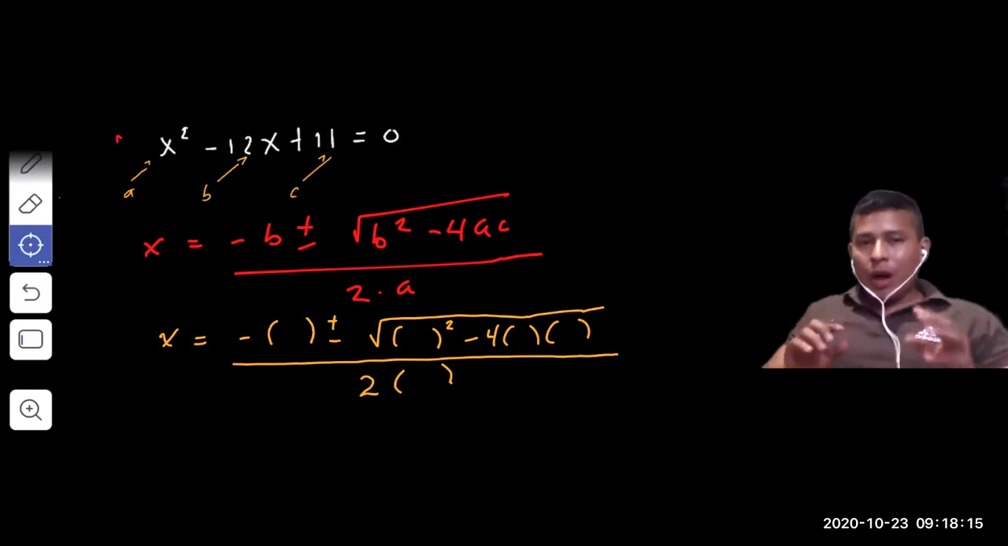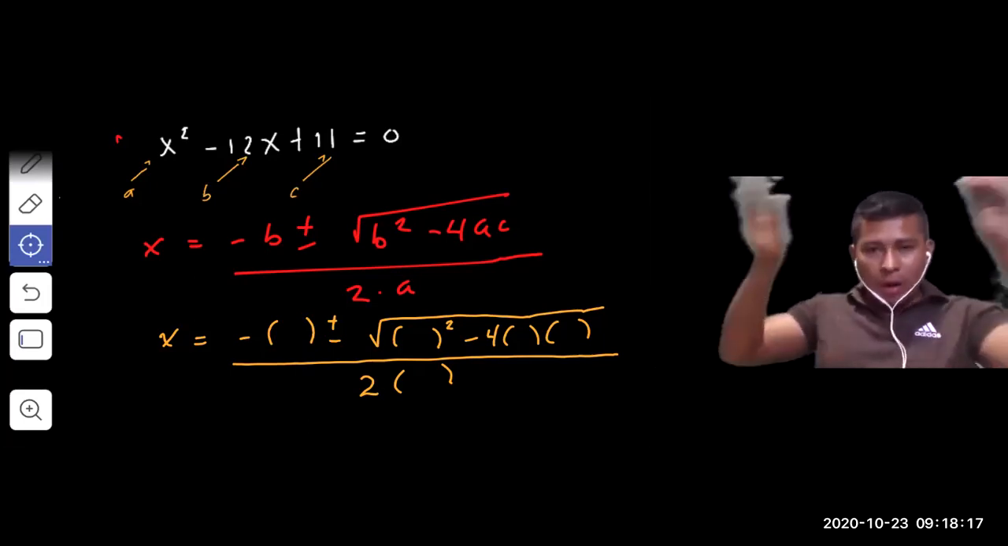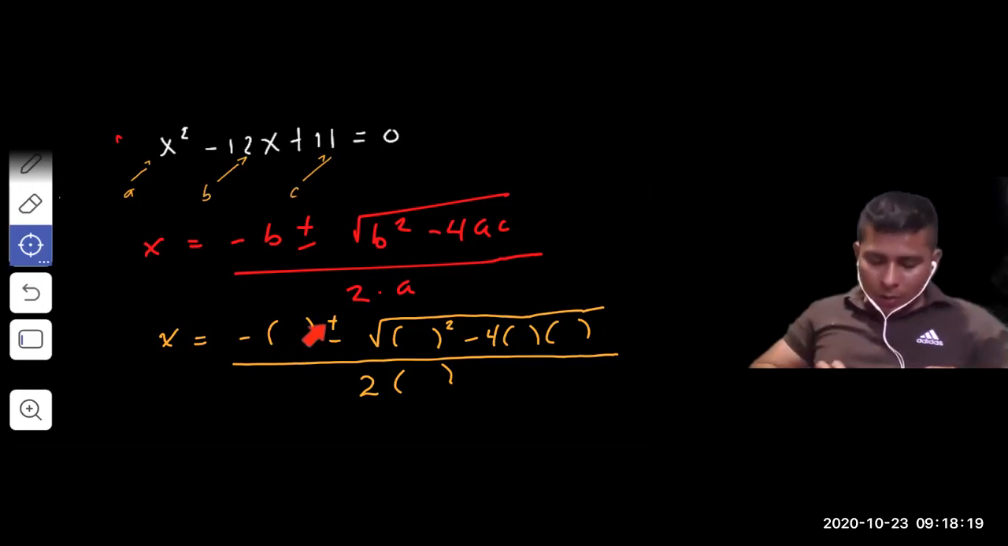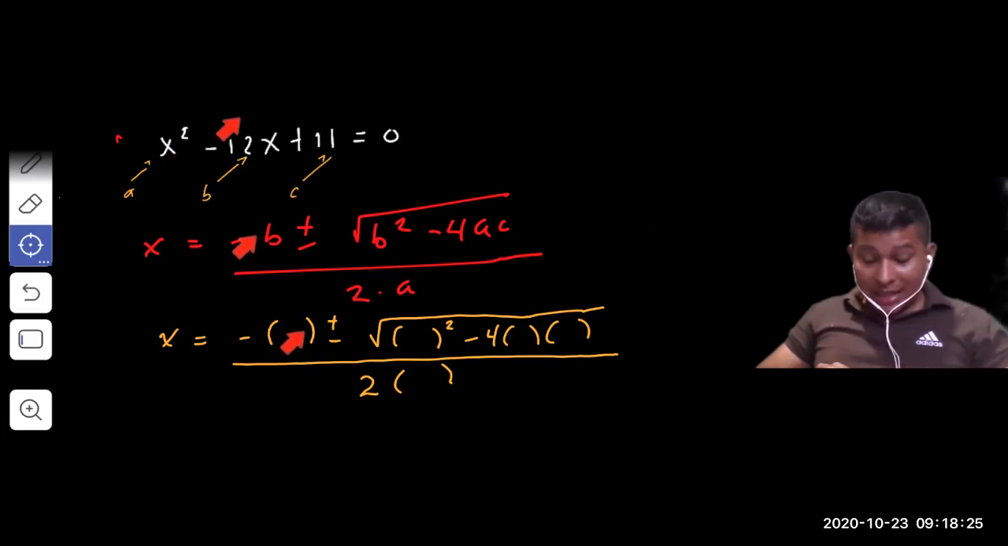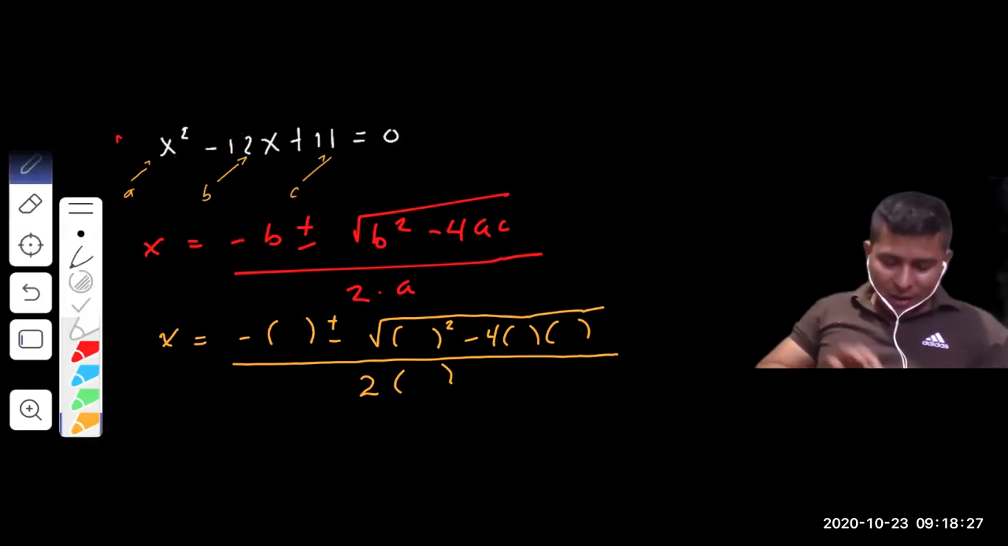Because we need a substitute. Okay, now we need to plug in the values so we know. Can someone tell me what is the value for B? What is the value for B? That is negative 12. Okay, we're going to substitute that.